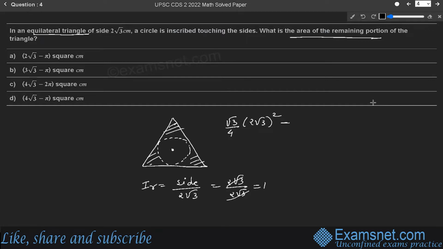We know the area of circle is pi r square, and the radius is 1, so pi into 1 square. So it will be root 3 by 4 into 4 into 3, minus pi. 4 and 4 will be cancelled. So it will be 3 root 3 minus pi. This is the area of the remaining portion. So the correct option here is option number B. I hope it is clear to you. All the questions are very, very simple.